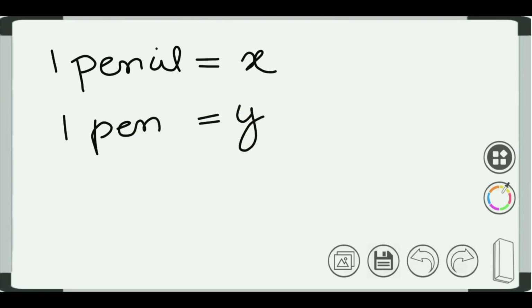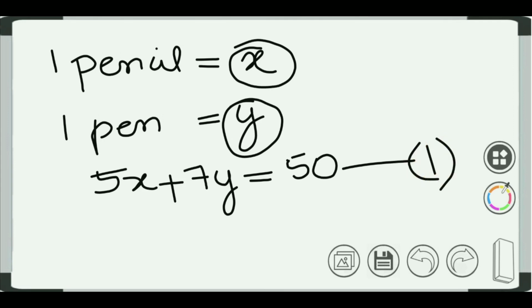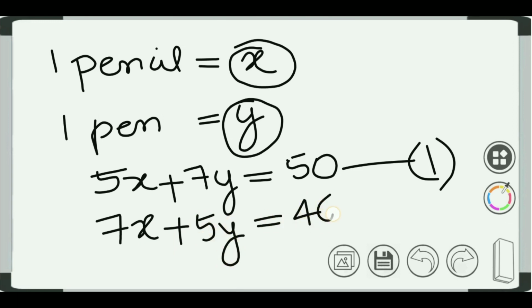Now read the question. According to the question, they have told 5 pencils and 7 pens together cost 50 rupees. That means 5 pencils means what? Pencil is x. So 5x, 5 pencils plus how many pens? 7 pens. Pen is representing what? Y. So 7y together cost rupees 50. So this is your first equation. Next, they have given 7 pencils and 5 pens together cost rupees 46. 7 pencils is 7x, plus 5 pens is 5y, together cost rupees 46. So this is your second equation.